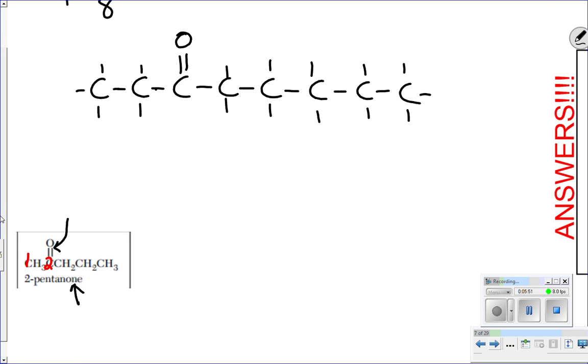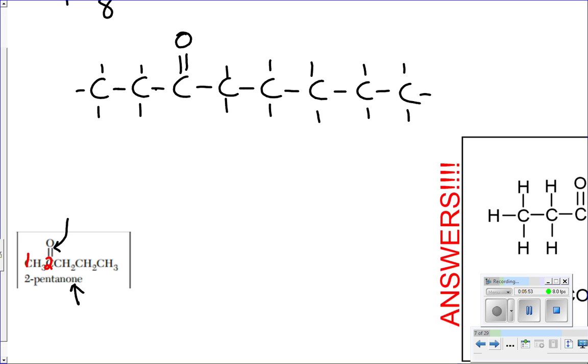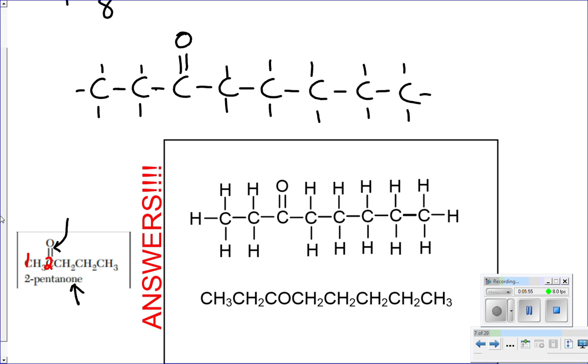When I show this in condensed form, I simply pull that O down into the molecule. You can see that right here. So you see the carbon that it is attached to is just in the chain like normal, and we just pull that O down there.